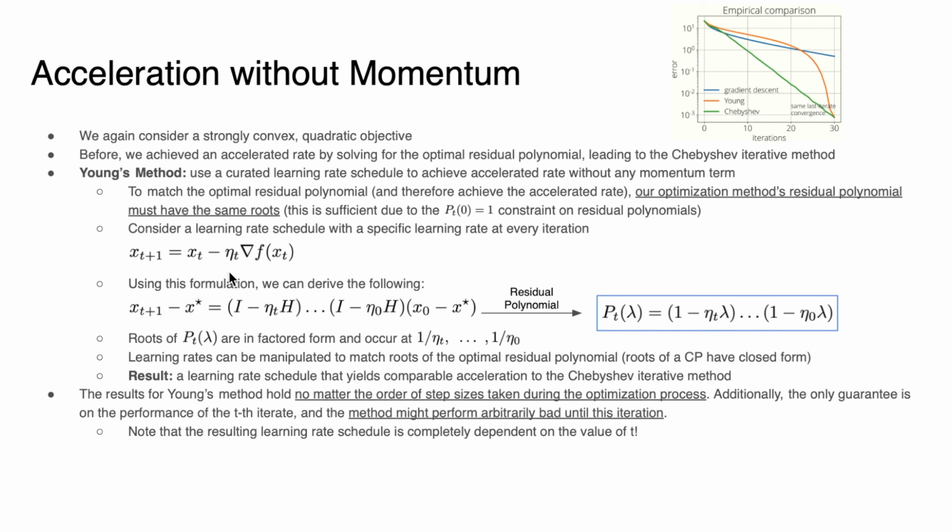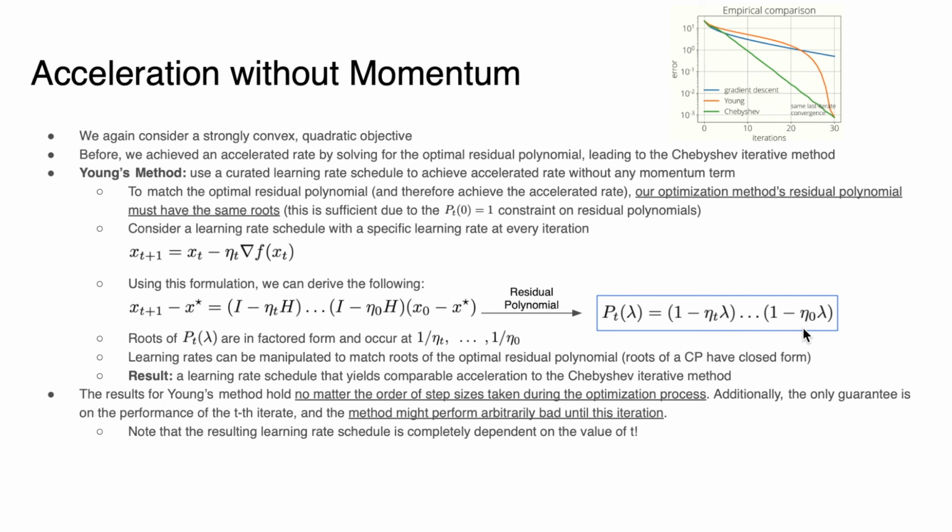So if we invoke this recursive definition of gradient descent, as well as recall the fact that our error of our optimization method at time t is equal to a product of our residual polynomial and the error of our method at initialization, we can derive this formulation shown here. And the residual polynomial is pretty easy to see within this expression, so we rewrite it from a matrix polynomial to a scalar polynomial as shown here.